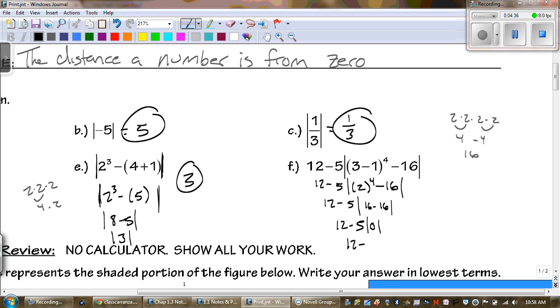The absolute value of 0 is 0. And 5 times 0 is 0. So we're left with 12. And then that's your final answer.